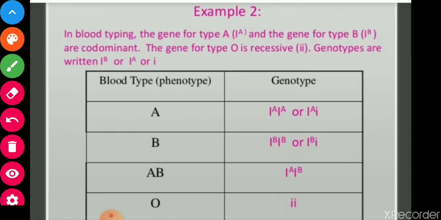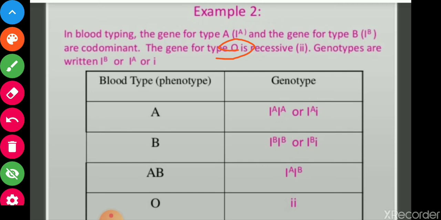Now the next example is blood group in humans. Here you see blood type, we have blood groups A, B, AB and O. So blood groups A and B are codominant, and the gene for blood group O is recessive.